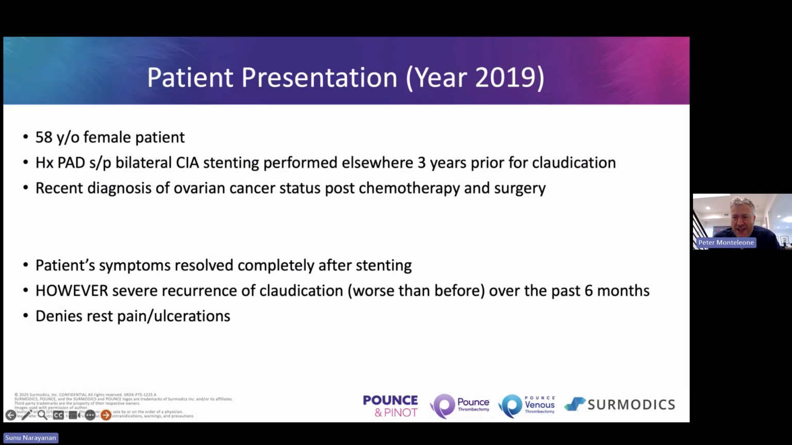So let's flash back in time. The year was 2019. This was a 58-year-old patient. She'd had bilateral common iliac stenting performed 3 years prior for claudication. She had a new diagnosis of ovarian cancer, had chemotherapy, and had surgery for it. Initially, after her intervention, her symptoms had gone away. But over the last 6 months, so again, we're years out from the procedure, she had really bad, severe claudication. No rest pain, no ulcerations, but really, really bad symptoms. We can go to the next slide.